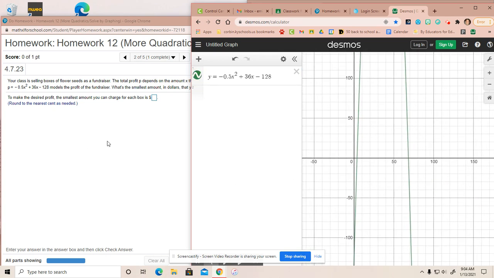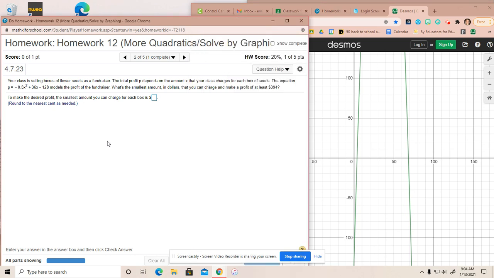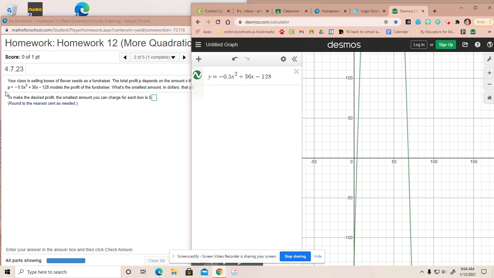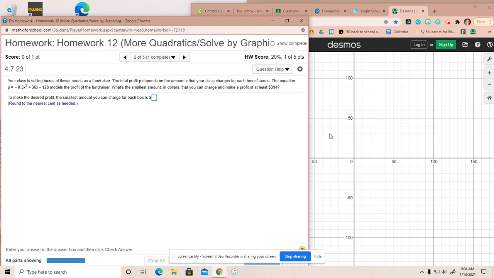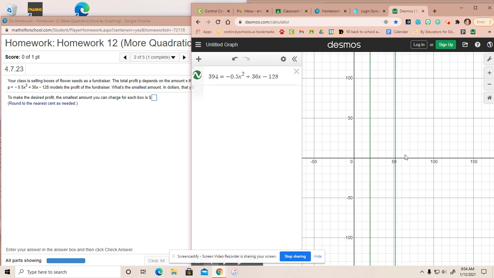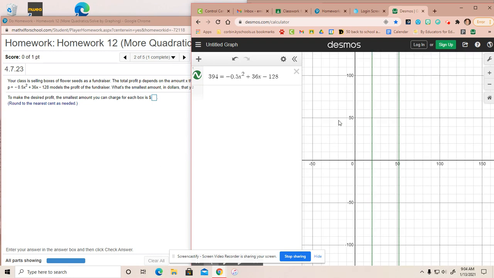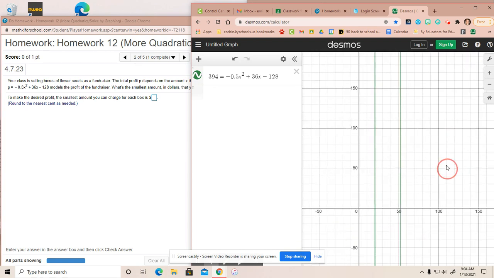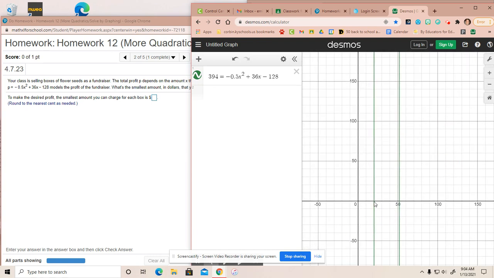Okay, so I'm going to drag my graph here a little bit. So to make the desired profit, the smallest amount you can charge for each box is what? So we want a profit of at least $394. P stands for profit, so instead of that y or that P, we need to type in 394. So 394, there we go. It adjusts our graph a little bit. And we want the smallest amount you can charge.